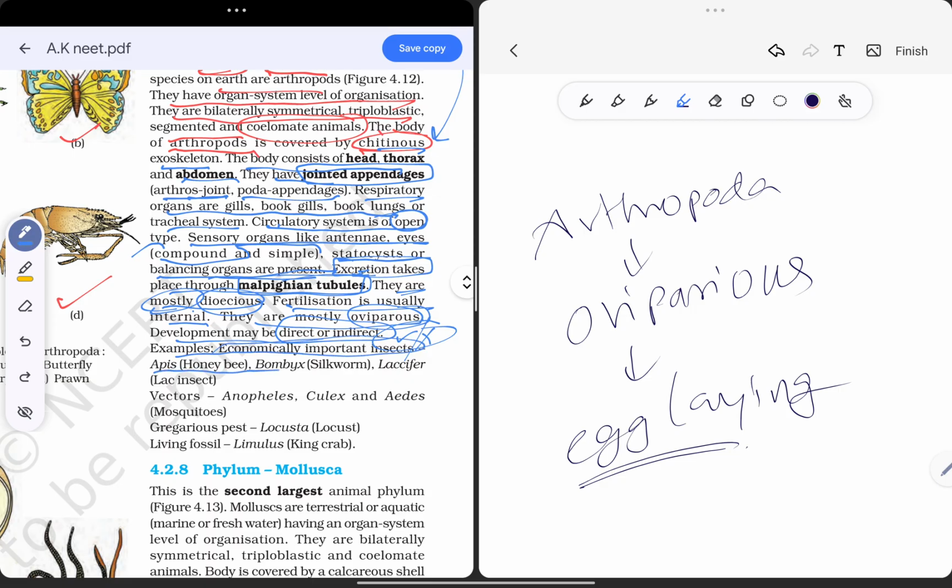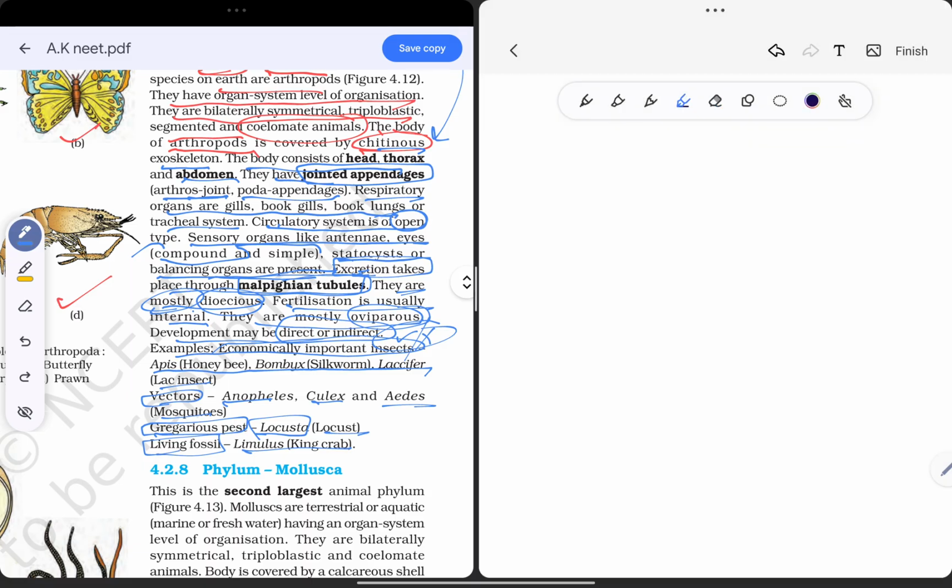Apis means honeybee, Bombyx is silkworm, Laccifer is lac insect. Vectors are Anopheles, Culex, Aedes mosquitoes. The gregarious pest is locust. Living fossil is Limulus, the king crab.